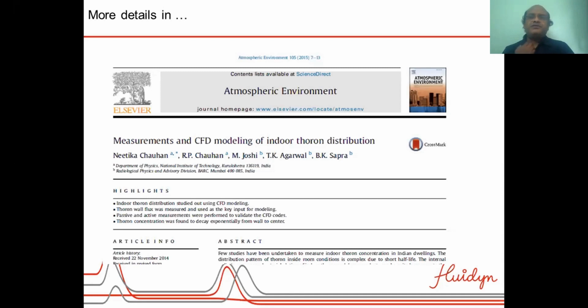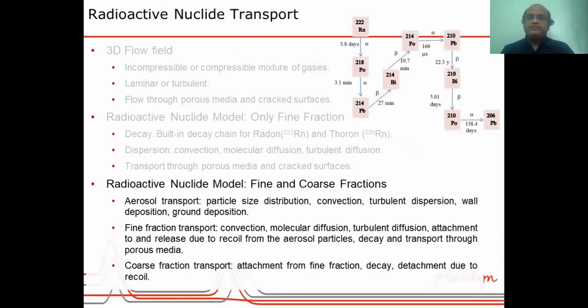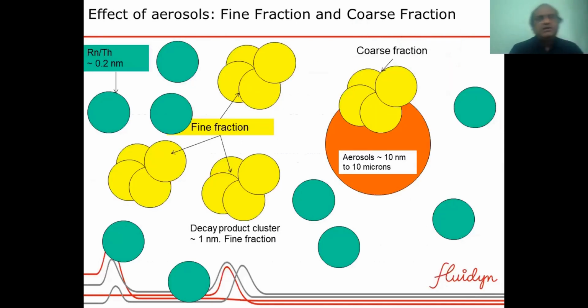Another aspect of importance, which we are currently working on with the BARC, is the attachment of radionuclides onto aerosols. Let me briefly introduce this process. In normal air, there are air molecules. In this picture, the white color is the background air, and then there can be radon or thoron molecules. The typical diameter of a molecule is about 0.2 nanometer, one-fifth of a nanometer. They get decayed according to the decay chain that we have shown.